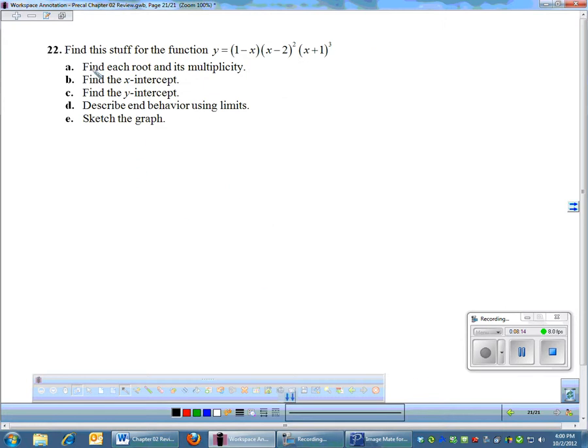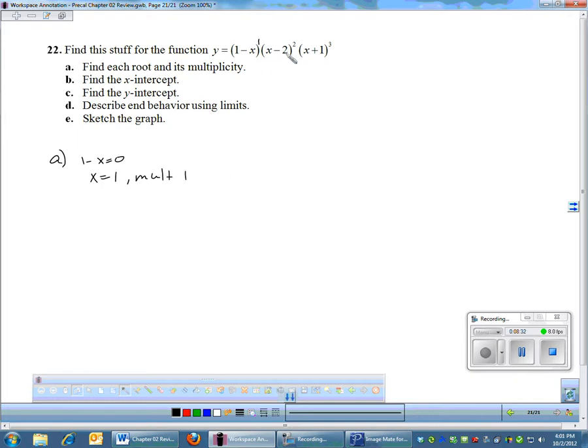Find all this stuff, starting with each root and its multiplicity. Well, roots are whatever makes those factors 0. So I'll do 1 minus x equals 0, and if I plug in 1 for x, I get 0, and the multiplicity is 1 because it's to the first power.